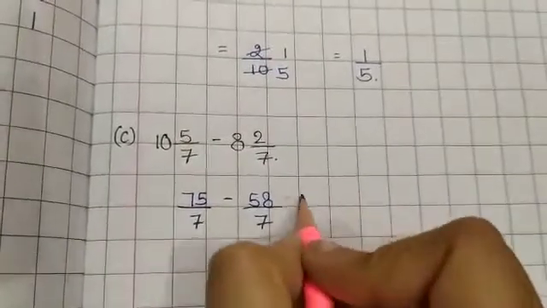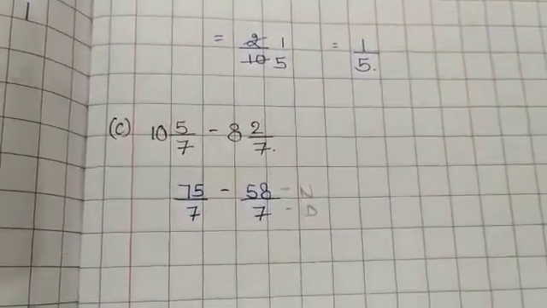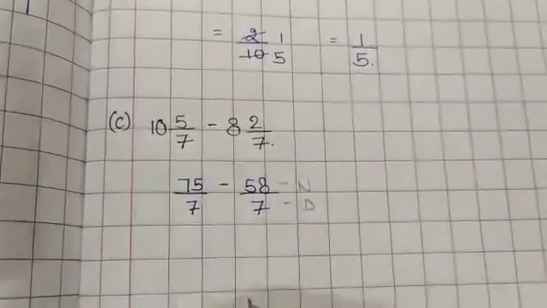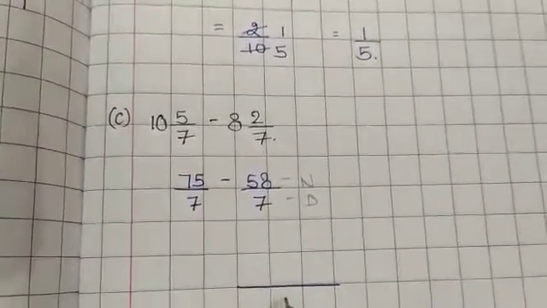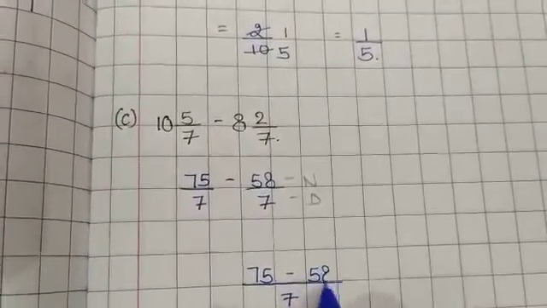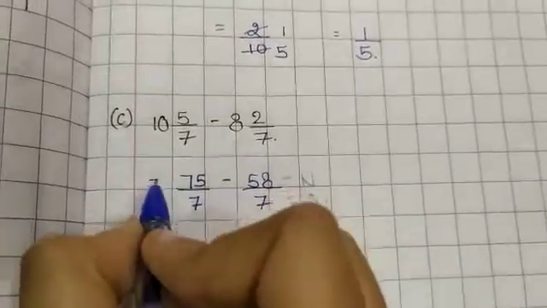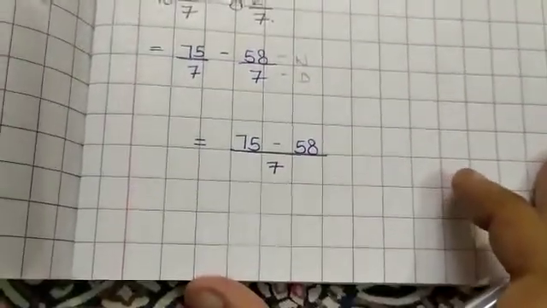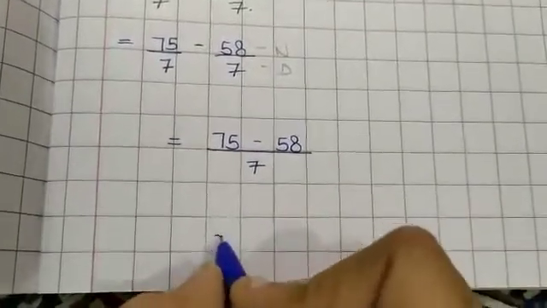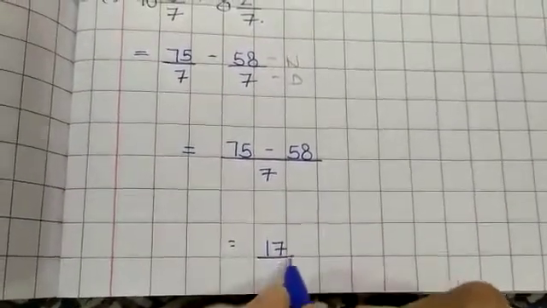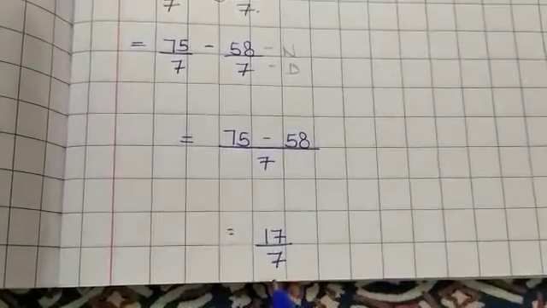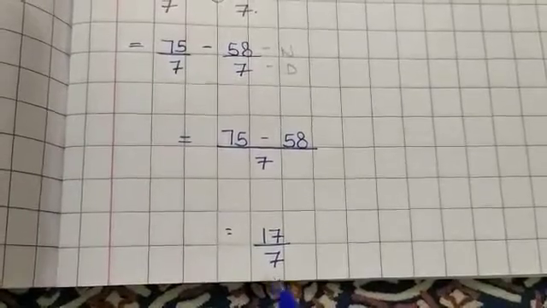Now this is numerator and this is denominator. Denominators are same, so we'll simply subtract the numerator. So 75 minus 58. 75 minus 58 is equals to 17 upon 7. Now we'll change 17 upon 7 into mixed fraction.